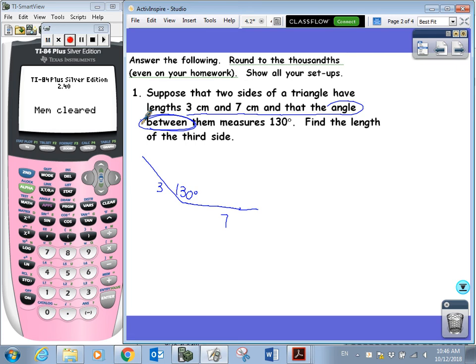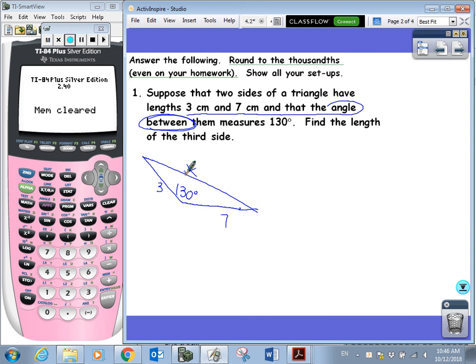Okay, you can't just make up your own triangle. You have to use the triangle that is given. So the angle between those 2 sides. Now, if you put those 2 sides at the bottom, the top and the left, the bottom and the right, wherever you put them, it doesn't matter. It's just they have to be on either side of the 130-degree angle. And then I'm going to call that x.